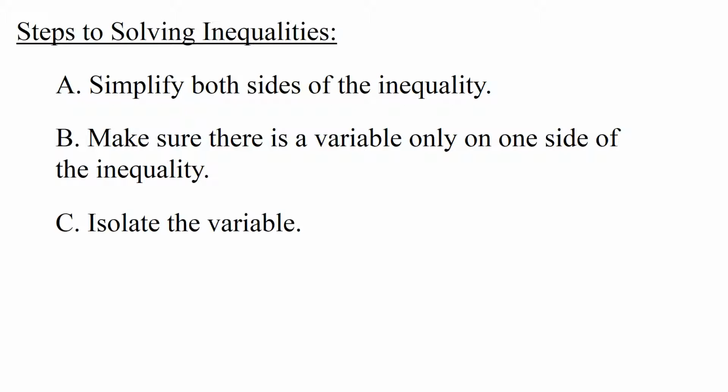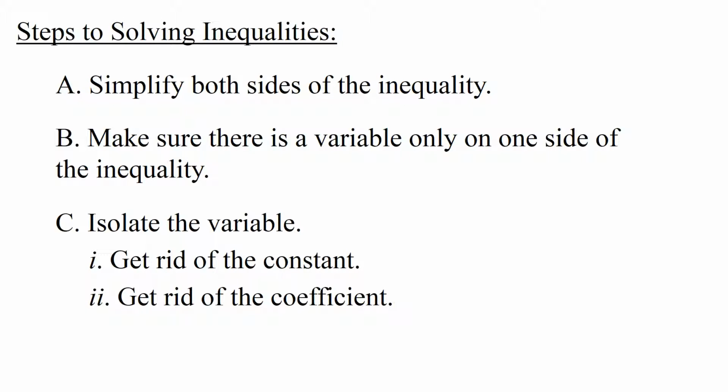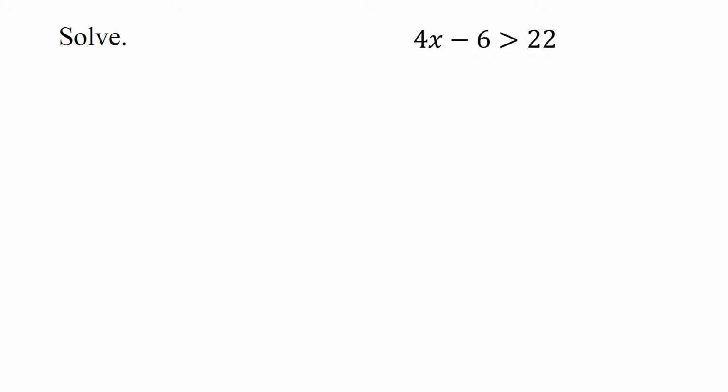And again, usually what we want to do is get rid of the constant first and then get rid of the coefficient. If this sounds familiar, it's exactly the same steps we use to solve equations. Simplify both sides, make sure there's a variable only on one side, and then get that variable by itself. Exact same steps. So let's say we want to solve 4x minus 6 is greater than 22.